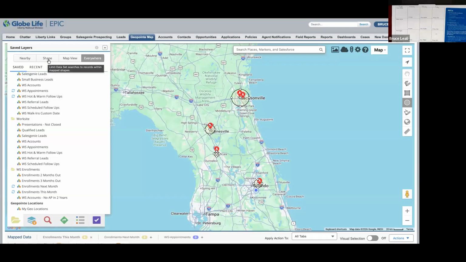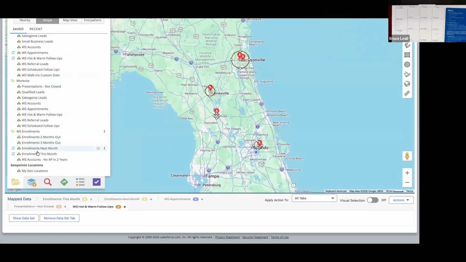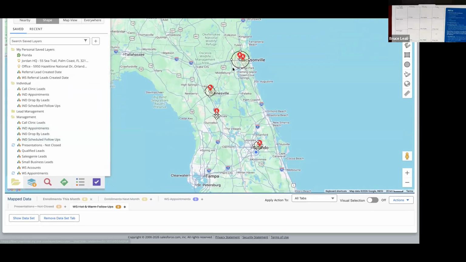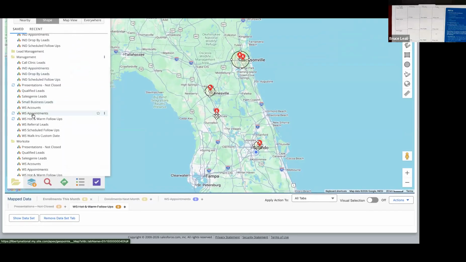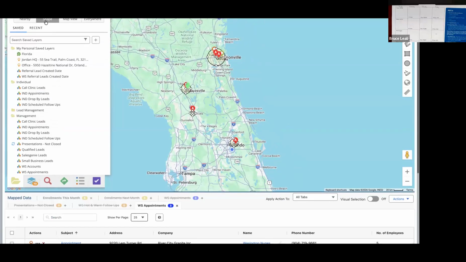So now I'm going to go ahead and select shape because after clicking everywhere and then selecting the enrollments I've got coming up this next month and this month, I've got my enrollments that are going to make me my paycheck for the week. Then I'm going to select the next most important thing, which is my worksite appointments. So I'm going to click that layer once again. And because I have it set to shape, it's only going to pull up what I have in that shape, because I want my routes to be consistent or around my money-making opportunity.